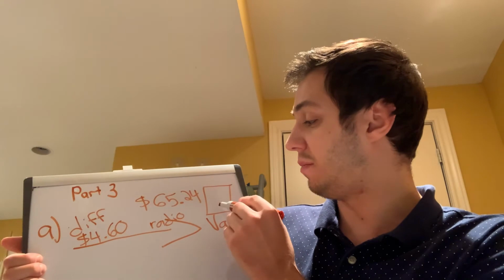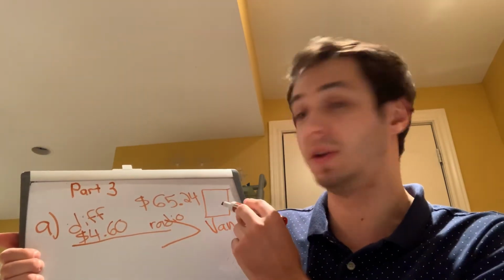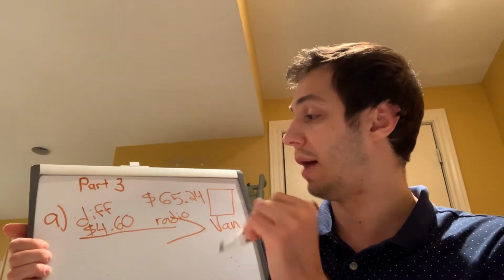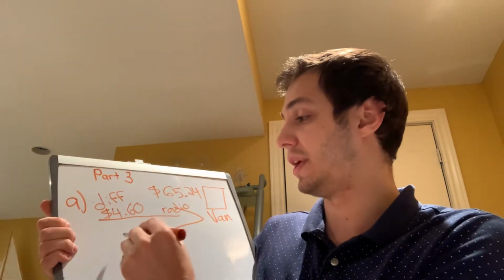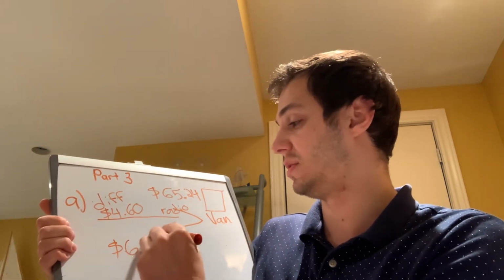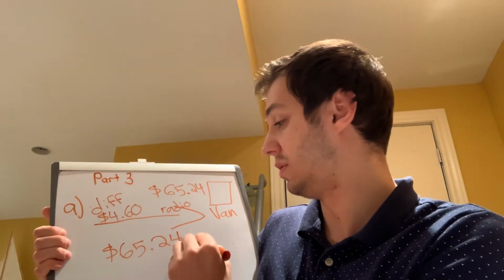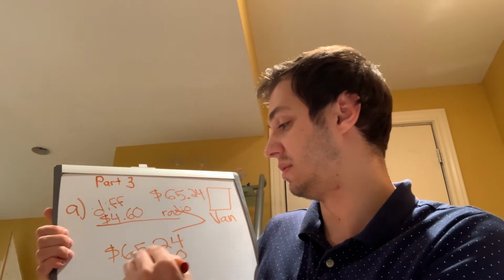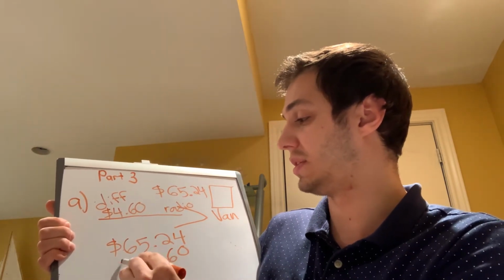Right? The number we're trying to find comes after the arrow. This means that we're going to be looking for a big number. In order to find the big number, I'm going to need to add these two little numbers. Right, so we're going to add $65.24 and $4.60. I need my dollar signs, line up all of my decimals.